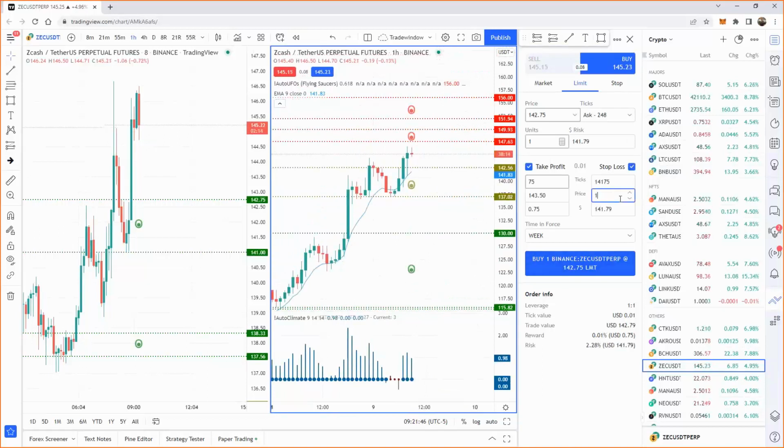So 141 even is the stop. I typically like to give it about 20 cents. So we'll go at 140.8. All right. Same thing for T1 there. Risking 150 bucks. Let's go ahead and buy that.